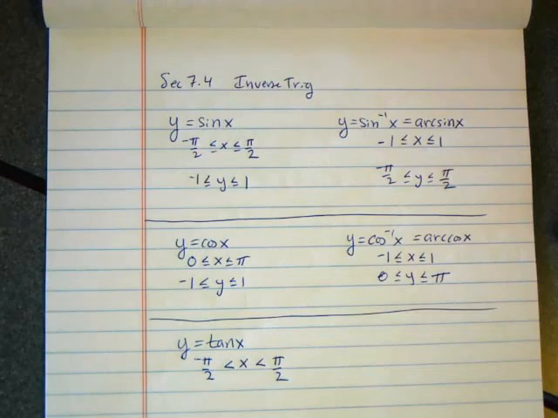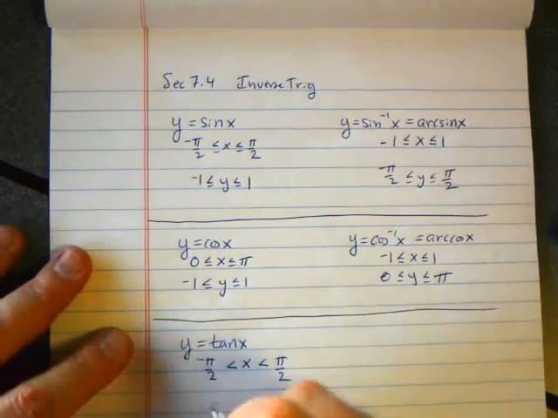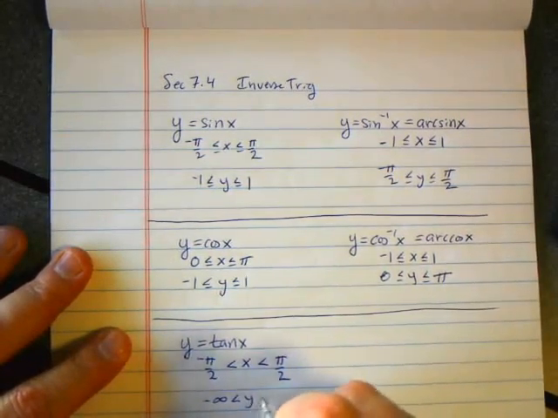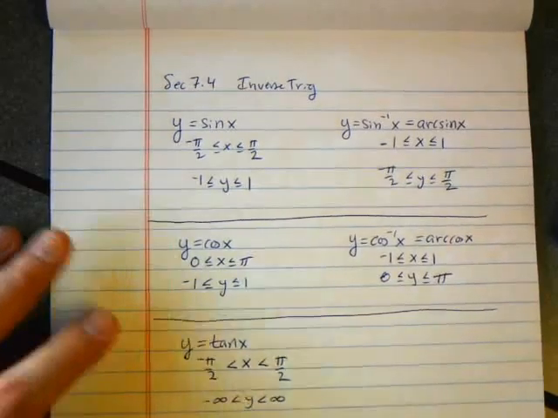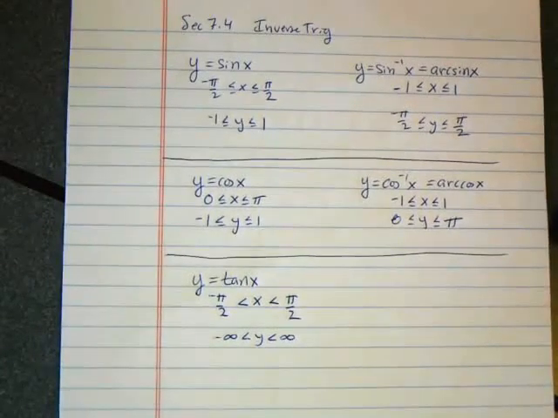All right, how about my range? What kind of y numbers do we have on this tangent function? All reals, because it's got an asymptote here at negative pi over 2, it goes down to negative infinity. It's got an asymptote at pi over 2, it goes to positive infinity, so it's all reals. So our y values are all reals, which I'm going to choose to write as negative infinity to infinity.